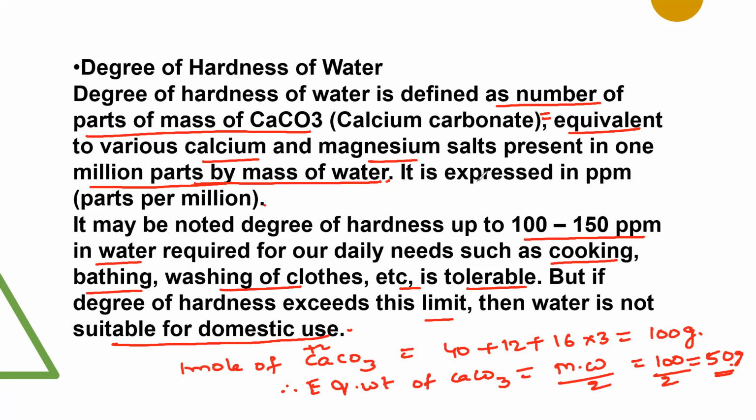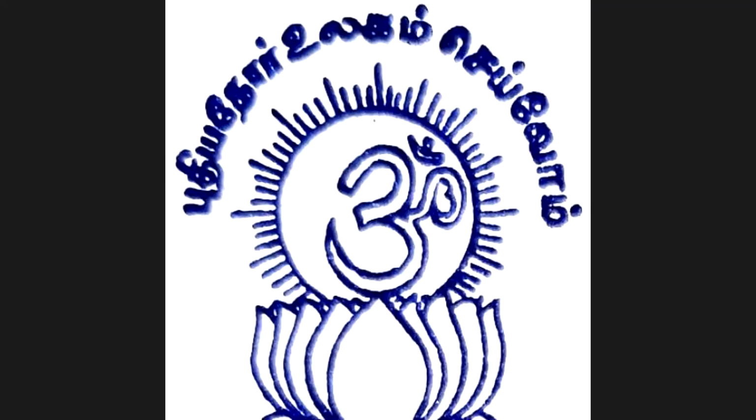So what causes hardness of water? Due to the presence of salts of calcium and magnesium. I'm writing it on a separate slide, so please note it down.